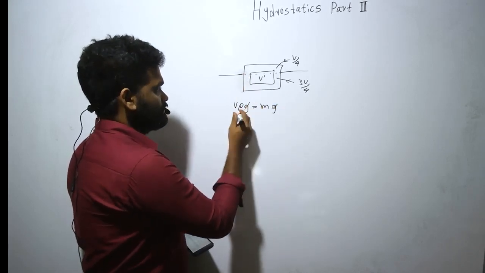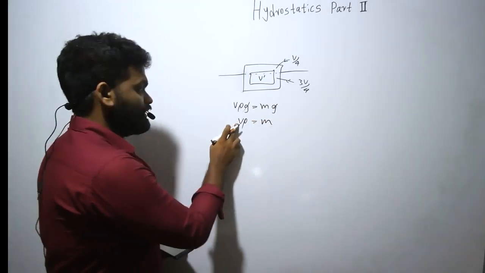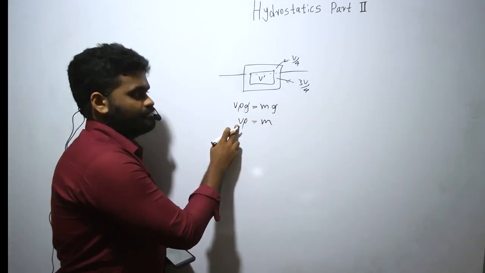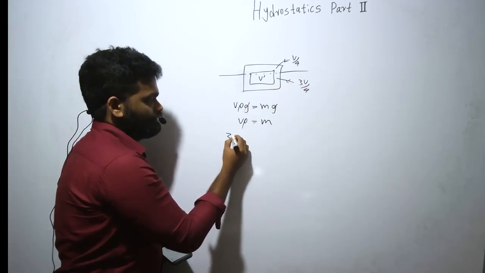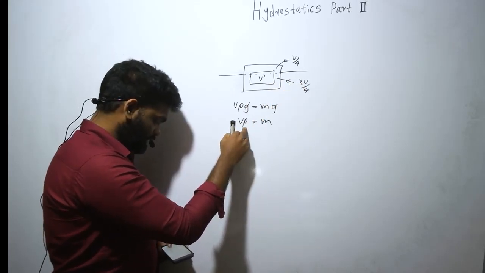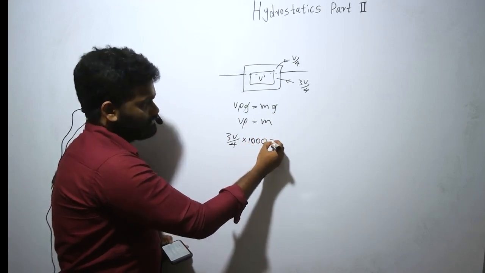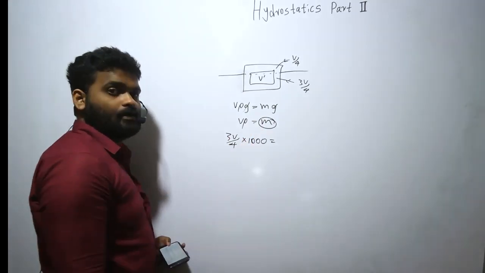Floating, right? So V rho equals mass. So what is this V? The immersed volume. Immersed volume is 3V over 4. Rho is the density of the liquid. It is water, they have given it as water, so 1000. Then the mass of the object.